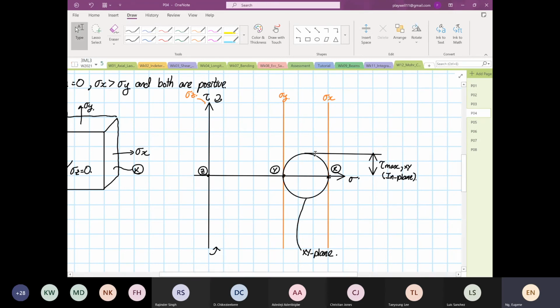Then the next circle that we can draw is this one, touching the YZ point. I want you to observe. So this circle over here is for your YZ plane. So I'll write this. This is in plane. And then when you construct this, this is your out of plane.